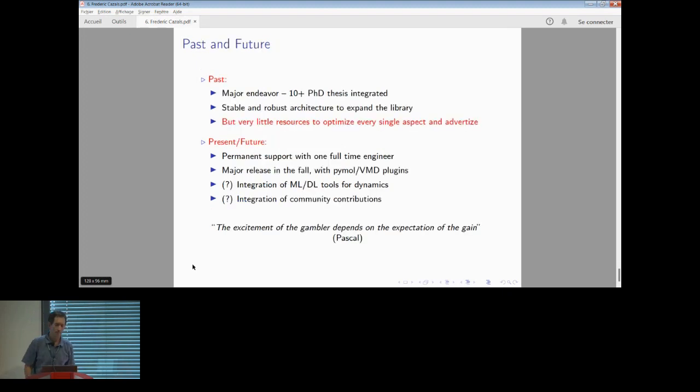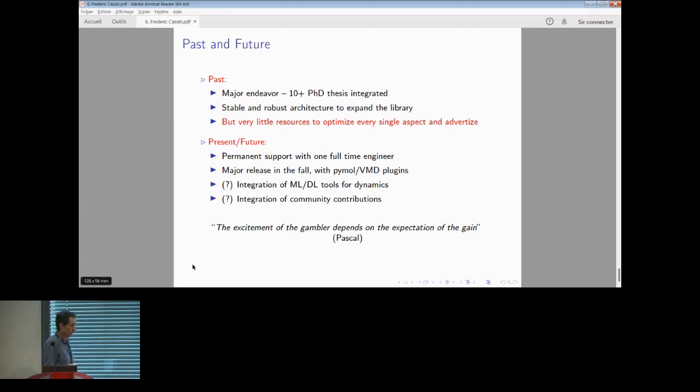And so to conclude, if we look backwards, this has been a major endeavor which I started a decade back, and overall we have integrated the PhD works of more than 10 students. The architecture proved scalable and flexible enough to incorporate developments in different directions, because it has really been designed to put things at the right place: algorithms, geometry, topology, graph theory, and then models, biophysics, proteins, nucleic acids, and so on and so forth.